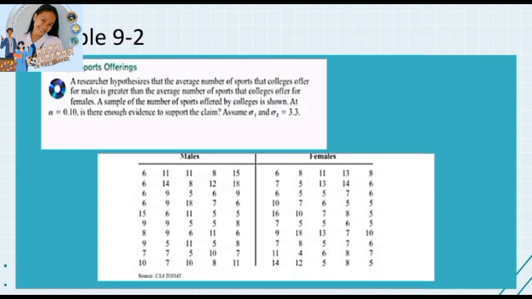Let's have an example. A researcher hypothesizes that the average number of sports that colleges offer for males is greater than the average number of sports that colleges offer for females. A sample of the number of sports offered by colleges is shown. At the significance level of 0.10, is there enough evidence to support the claim? Assume that sigma sub 1 and sigma sub 2, or our two population variances, is 3.3.